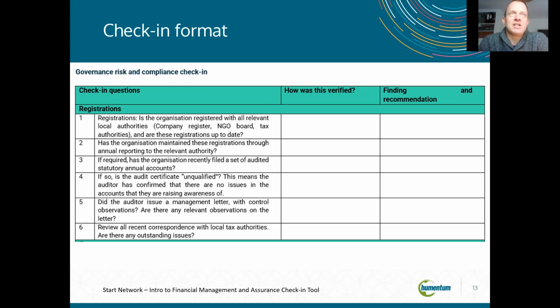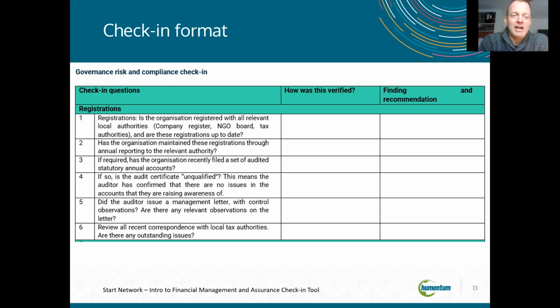If there's a set of annual audited accounts submitted to the local authorities, then also asking to see those and to see the audit certificate. So these are just examples of the sorts of questions that the person completing the check-in will complete. And the verification is primarily through documents, but then that will be backed up by the interview.